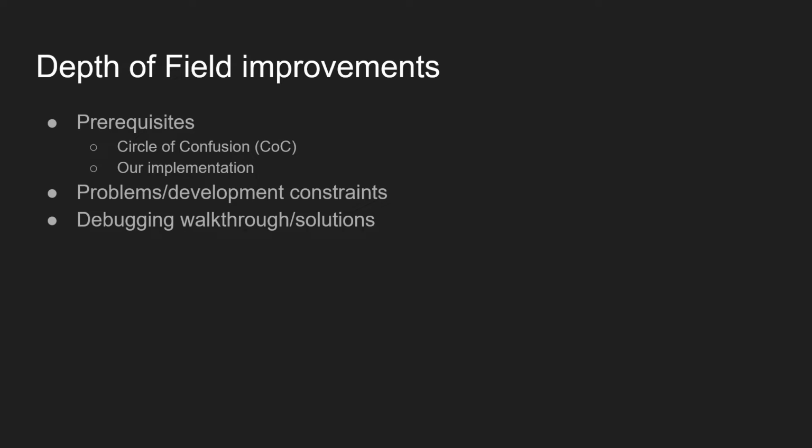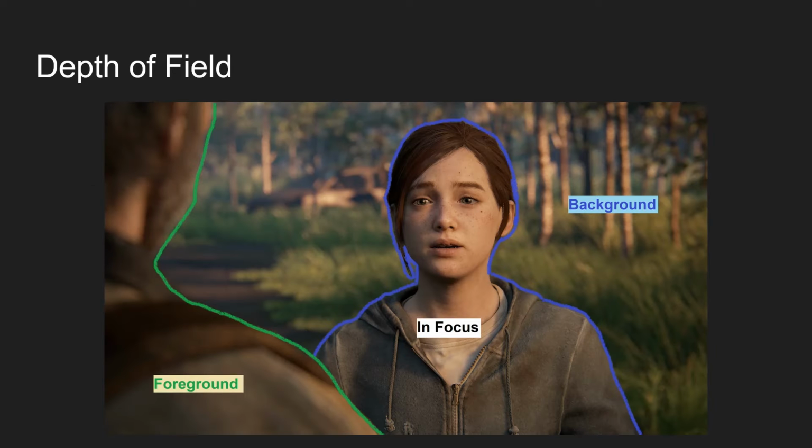Here's a brief overview of this section of the talk. I will take you through some of the problems and constraints we faced at this late stage in the project, and walk through a few examples to show how they were analyzed and solved. But first, some brief background on depth of field and our implementation will be necessary as a prerequisite.